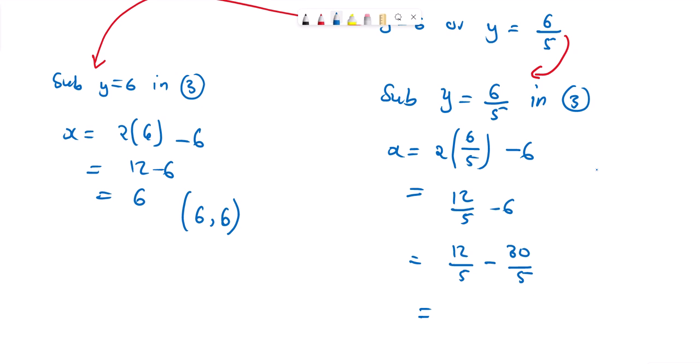Confirm with me guys. So yeah, let me check here. Here's my calculator, just give me a second. Okay, so I found the answer. If you punch in the calculator, that will be minus 18 over 5. So our second point is x is negative 18 over 5 and y is 6 over 5. Okay.